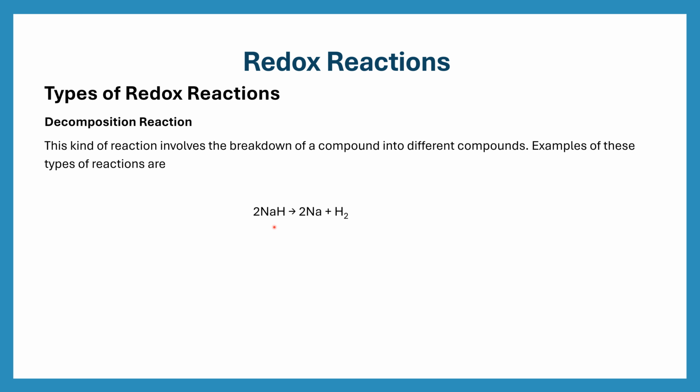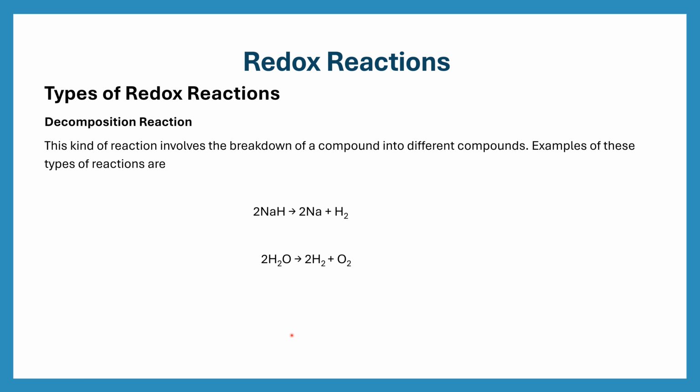Here we have sodium hydride, and it breaks down into sodium and hydrogen gas. We can see that hydrogen had the oxidation state of -1 in the reactants, and on the product side the oxidation state of hydrogen is 0. So as the hydrogen oxidation state changes, it is a redox reaction. Also, the oxidation state of sodium ion changes from +1 to 0, so it is getting reduced. Hydrogen is being oxidized and sodium is being reduced.